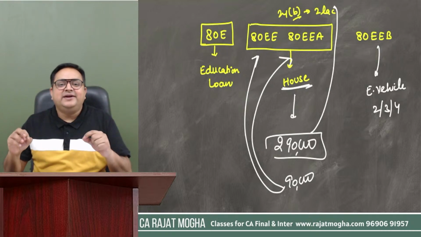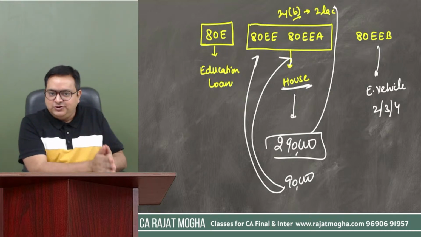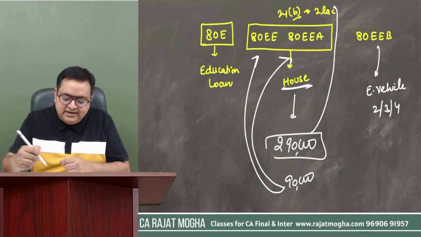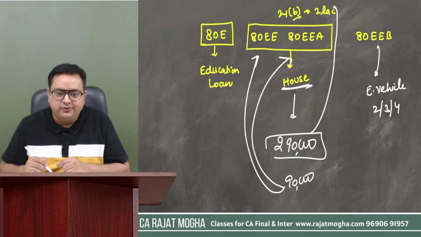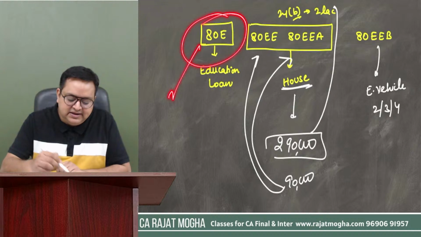80E family is related to interest family. 80E is education loan, EE and EEA are related to your housing loan. 80EEB is related to your e-vehicle loan. Okay, let's discuss 80E.